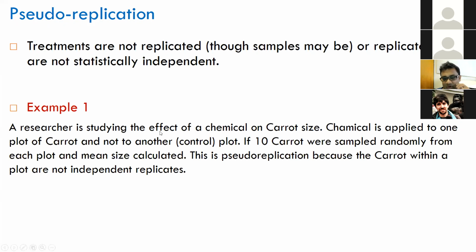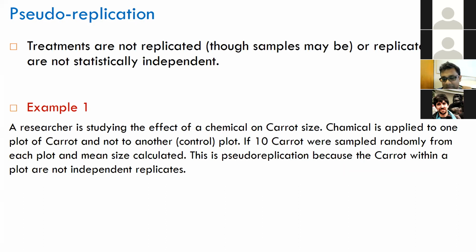A researcher is studying the effect of a chemical on carrot size. So you have one carrot plot with the chemical, and another one is a control. Ten carrots are sampled randomly from each plot. You have two plots, the control plot and the chemical plot, and you measure the mean. Then this becomes pseudo replication.